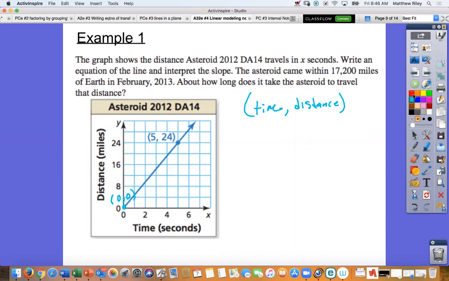Let me change colors here. So my second point is 0, 0, which means after 0 seconds, it has traveled 0 miles. Now, if it starts at the origin, this is real simple. I can just do a rise over run. So rise over run, it went up 24, 24 minus 0 over 5 minus 0, and over 5. So my slope is 24, and I can go ahead and put the label here, 24 miles every 5 seconds.